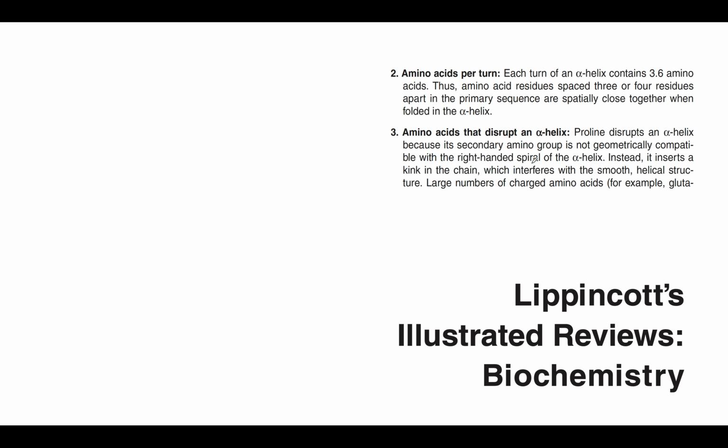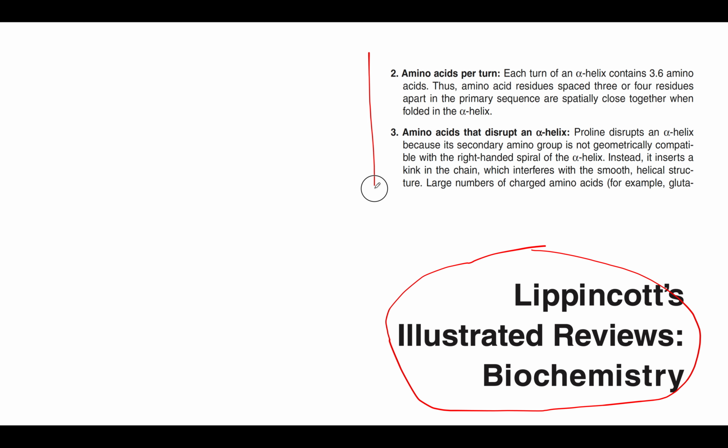So what I need you to do is refer to your book, Lippincott's Illustrated Reviews Biochemistry. That's your textbook. And read these two sections: amino acids per turn in an alpha helix and amino acids that disrupt an alpha helix. I mentioned that proline disrupts alpha helix over and over again, but please read this particular section in a bit more detail. You will be able to understand why proline is disrupting an alpha helix. Also, you need to know the number of amino acids present per turn in an alpha helix. The answer for this is 3.6, but please read these particular sections, and if you have some doubt, please write to me and we will go over this again.